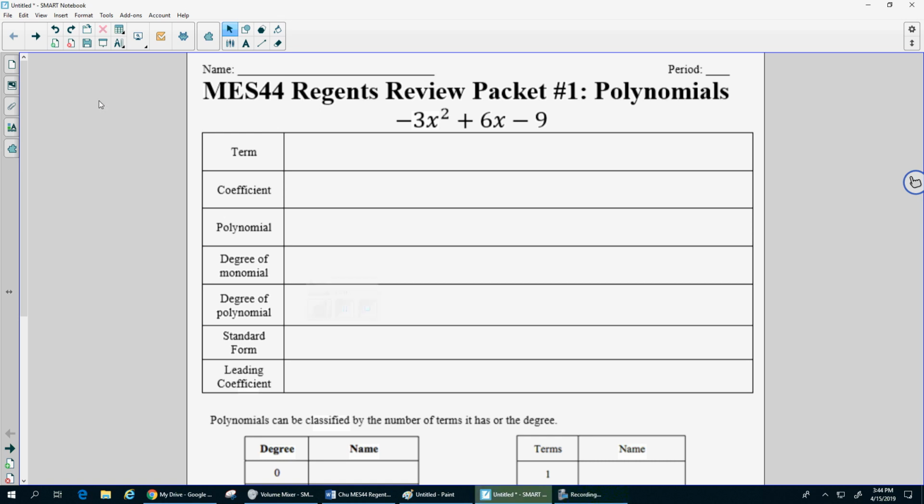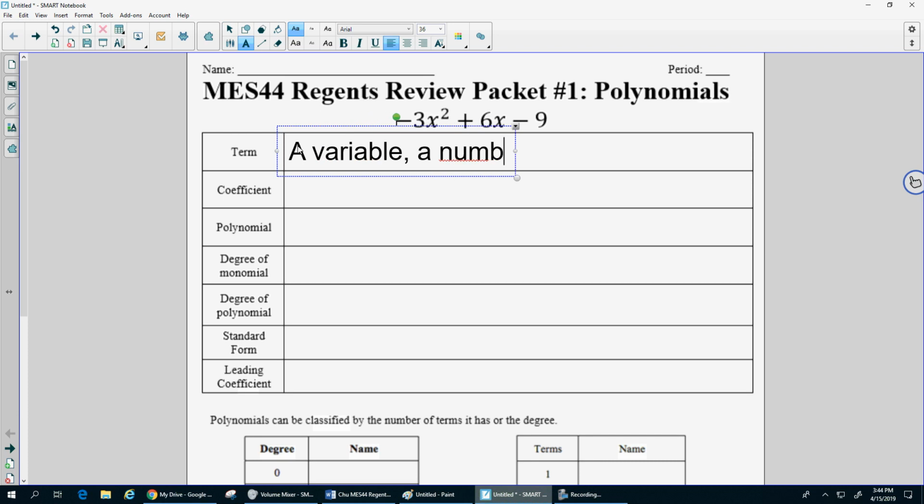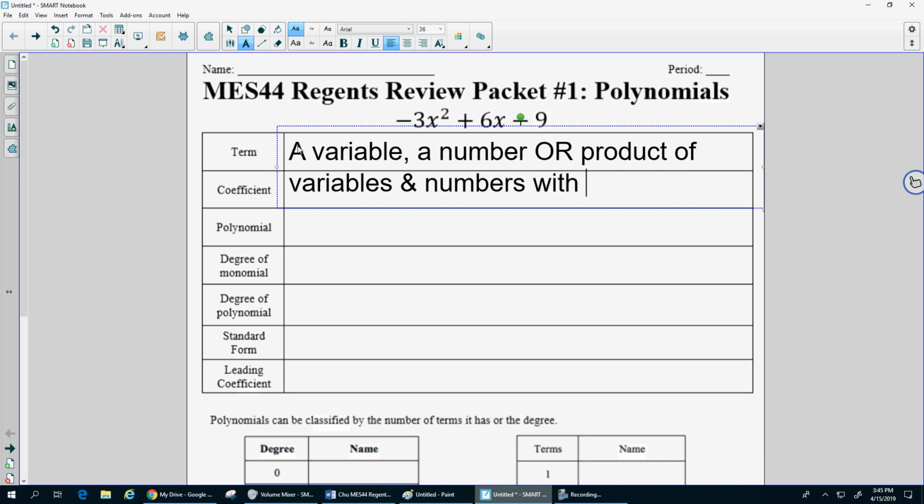Okay, so for our first review, we're going to be talking about polynomials. Let's first define some of our terms. A term we define as a variable, a number, or product of variables and numbers with whole number exponents.